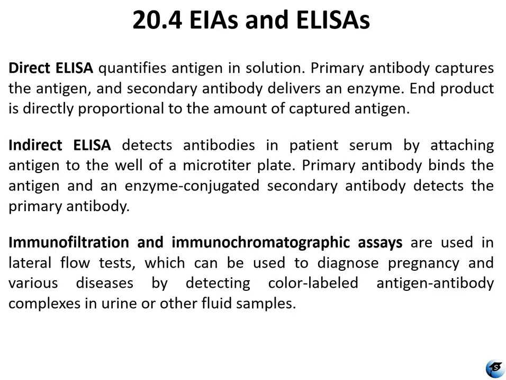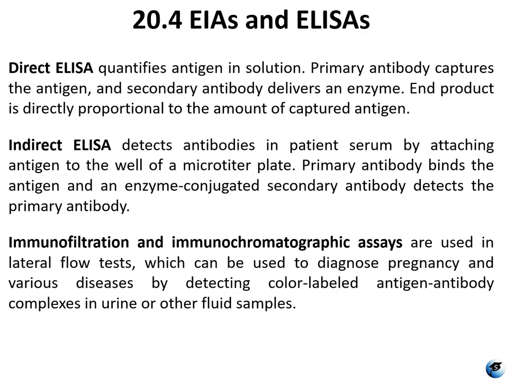So the next ones we were talking about are direct and indirect ELISAs. So the direct ELISA quantifies antigen that's in a solution. You have a primary antibody that captures the antigen. Then you have a secondary antibody that delivers an enzyme. And the product is directly proportional to the amount of captured antigen. So in a direct ELISA, you can measure the amount of end product, and that is directly correlated to how much of the antigen and antibody you started with.